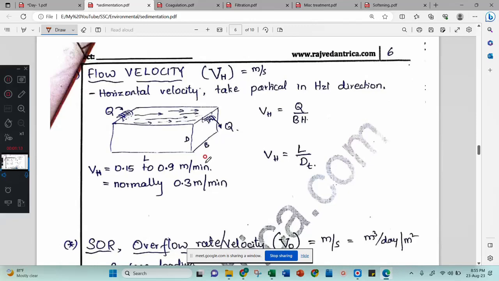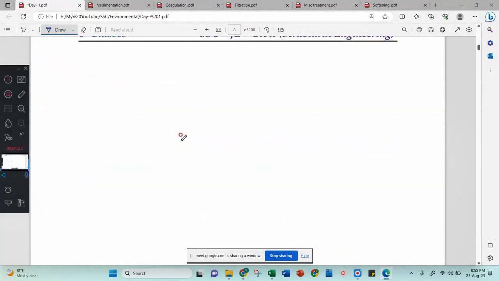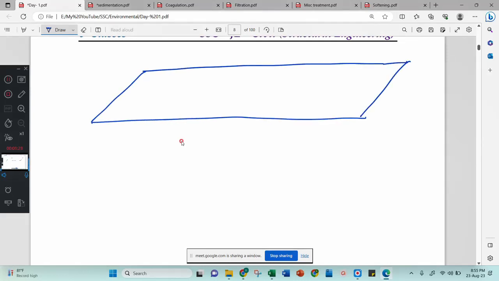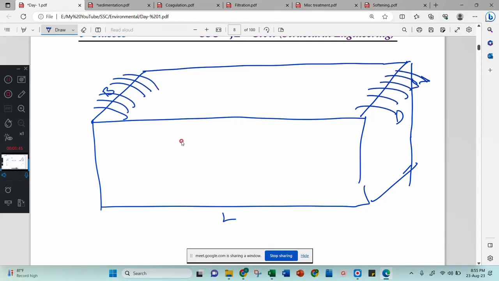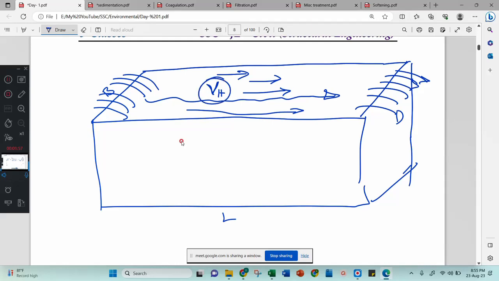Then we have another velocity called flow velocity. What is this flow velocity? Let us consider this is a rectangular tank. In this rectangular tank, this is the length of the tank, this is the breadth of the tank, and this is the depth of the tank. Now the water will be allowed in from here and will go out from here. Flow velocity means with what velocity the water is flowing in this tank in the horizontal direction.